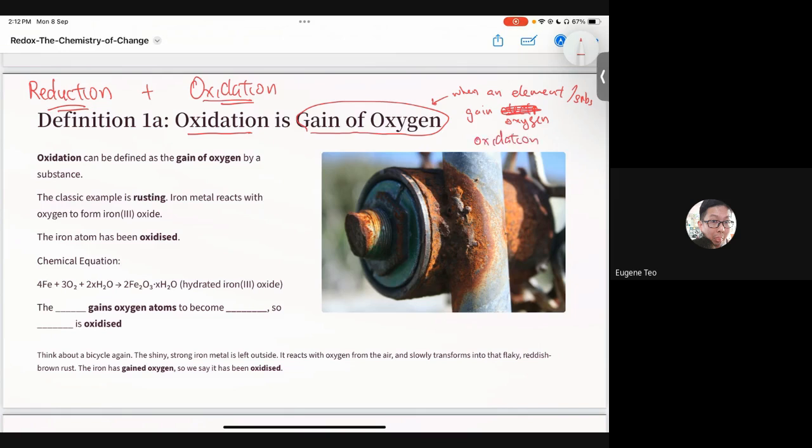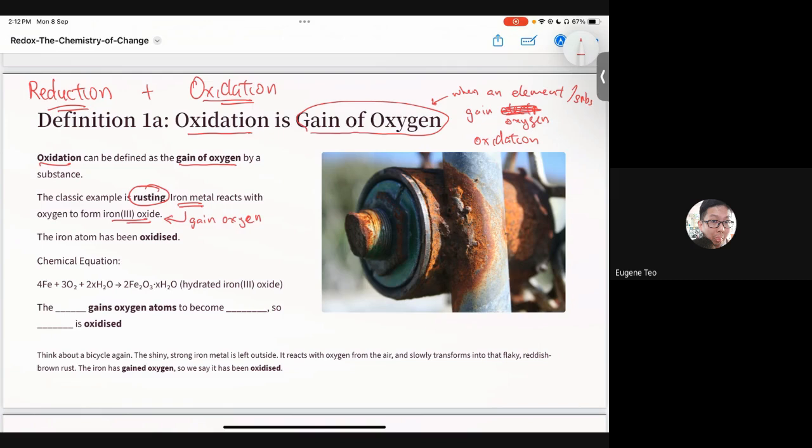Oxidation is defined by the gain of oxygen by a substance. An example is rusting. What happens is that the iron metal becomes iron trioxide. How did the iron become iron trioxide? Because the iron gained oxygen. That's why it became iron trioxide. So we say that the iron has been oxidized.